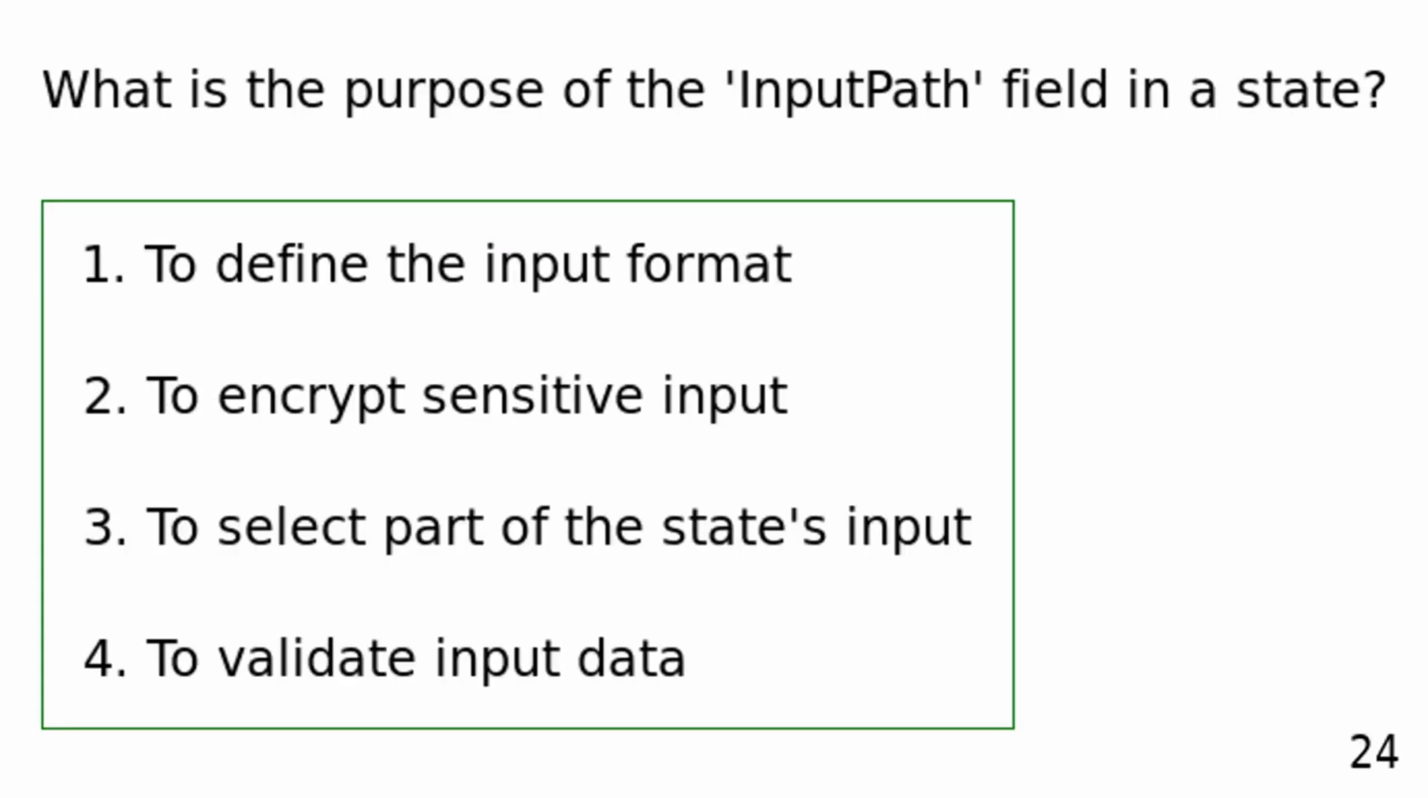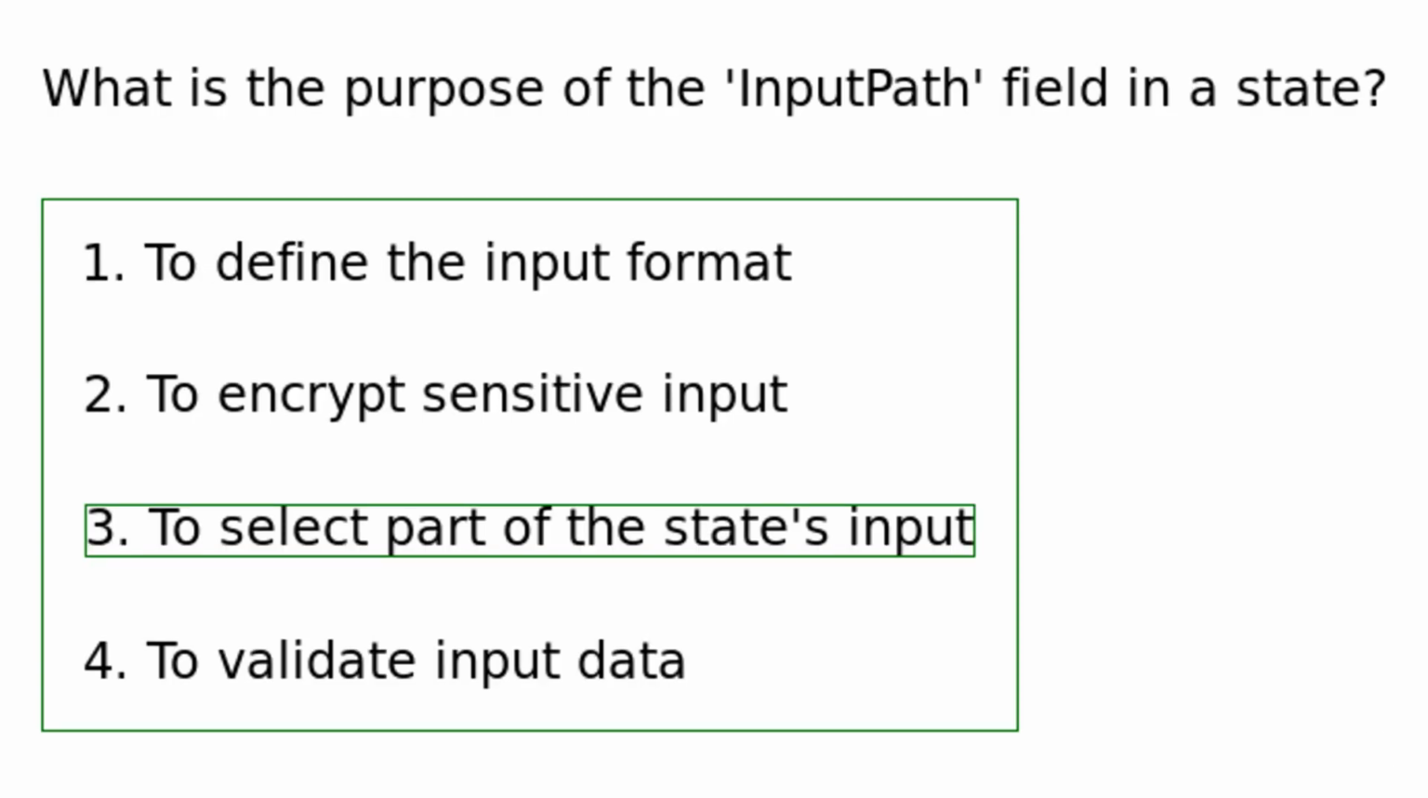What is the purpose of the InputPath field in a state? To define the input format. To encrypt sensitive input. To select part of the state's input. To validate input data. The InputPath field in a state of AWS Step Functions is used to select a portion of the state's input to pass to the state's task, allowing you to filter and shape the data.